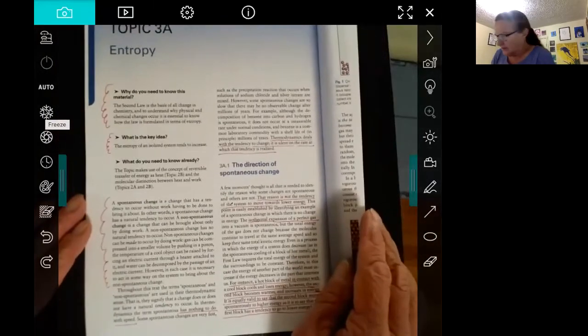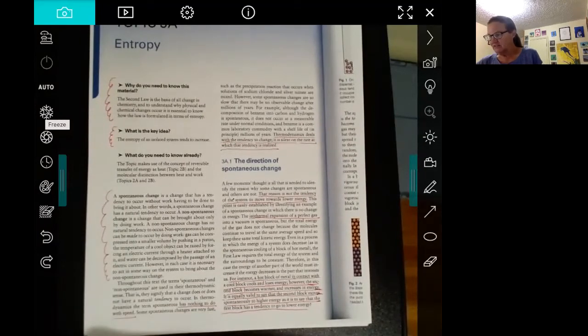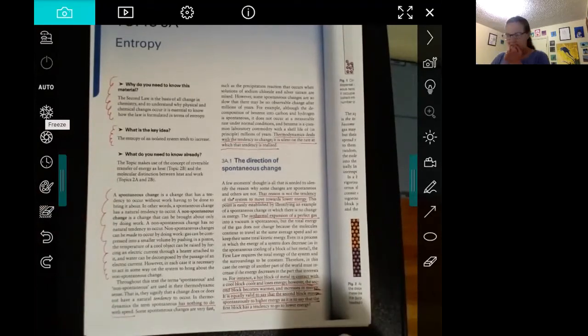So the second law is the basis of all change in chemistry, and to understand why physical and chemical changes occur, it's essential to understand the law is formulated in terms of entropy. And the second law states that the entropy of an isolated system tends to increase. It's actually a probability thing, which we won't go into too much, but if you take 366, you'll learn a lot about that concept. So a spontaneous change is a change that has a tendency to occur without you doing any work. In other words, a spontaneous change happens by itself.